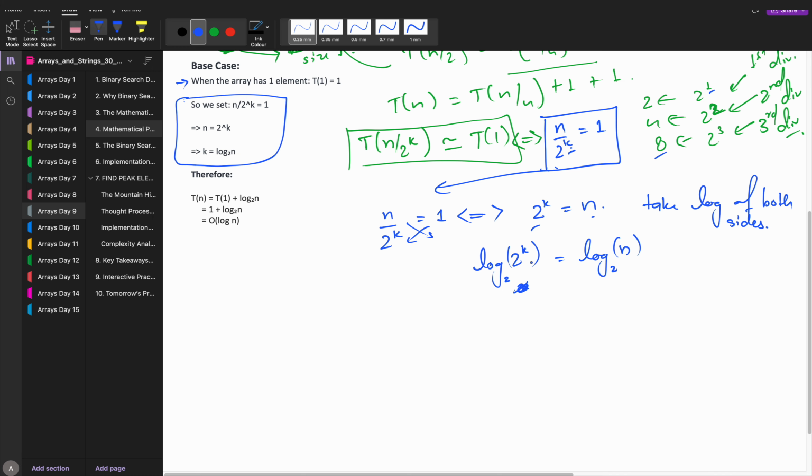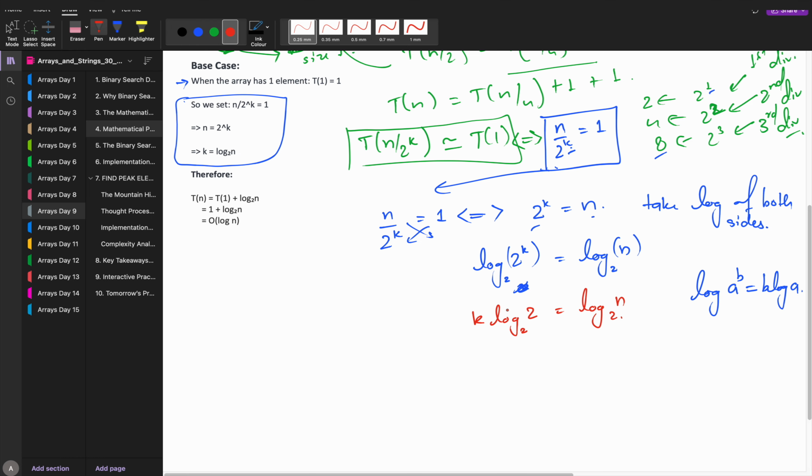Now, let's try to apply the formula: log of a to the power b can be written as b log of a. So if I apply it here, this will become k log of 2 with base 2 also. And this was already log of n to the base 2.